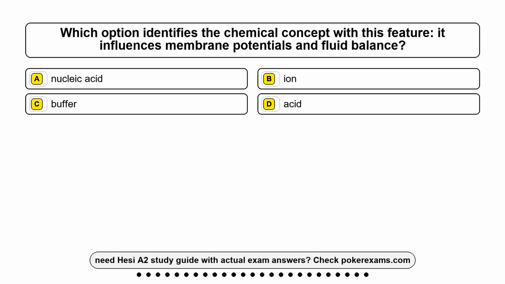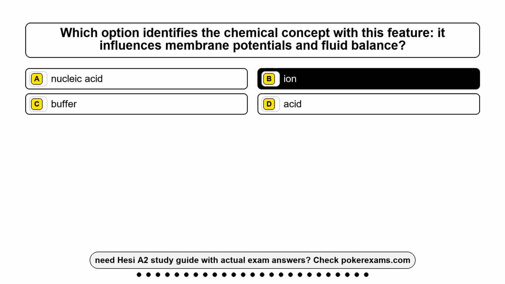Question 21. Which option identifies the chemical concept with this feature? It influences membrane potentials and fluid balance. Option A, nucleic acid. Option B, ion. Option C, buffer. Option D, acid. The correct answer is option B, ion.